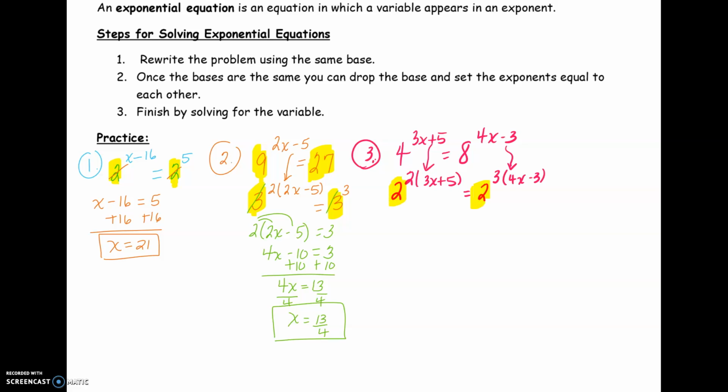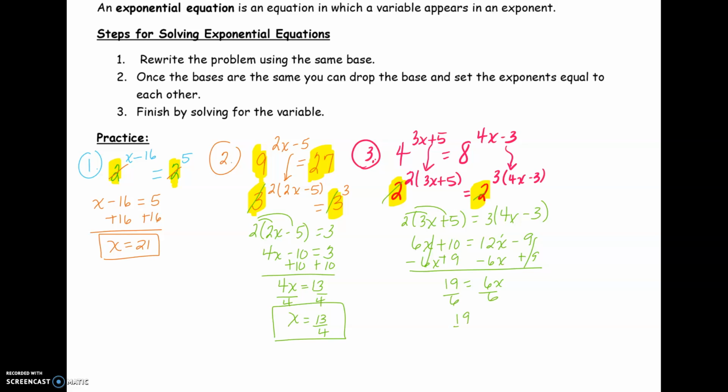Now, same base, same base. What do we do? We drop the base. What do we have left? 2 times 3x plus 5 equals 3 times 4x minus 3. Okay, so now distribute and get 6x plus 10 equals 12x minus 9. Let's get our numbers together. Let's subtract our 6x, and then let's add our 9. And when we do, we get 10 plus 9 is 19. 12 minus 6 is 6x. The 9s are gone. Divide by 6.